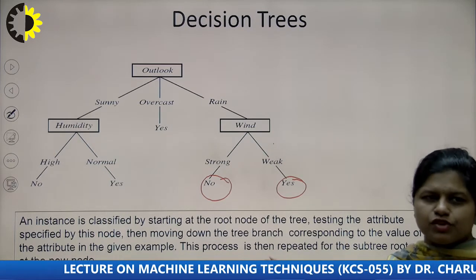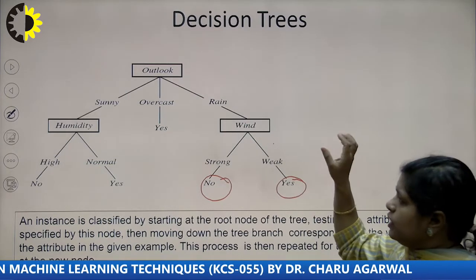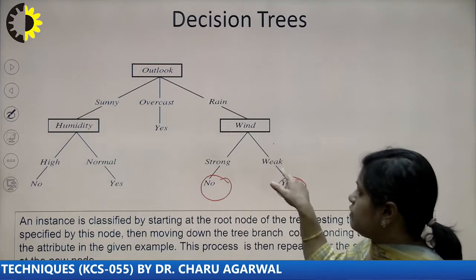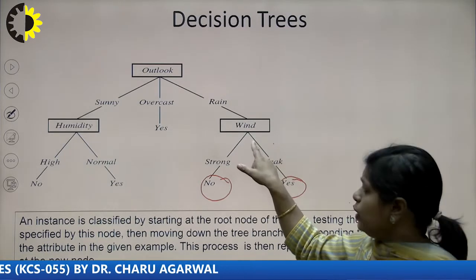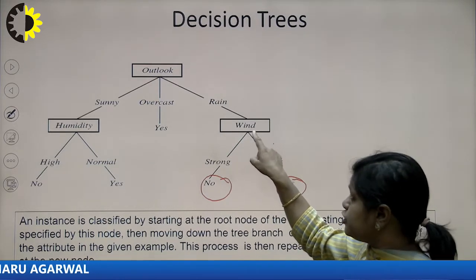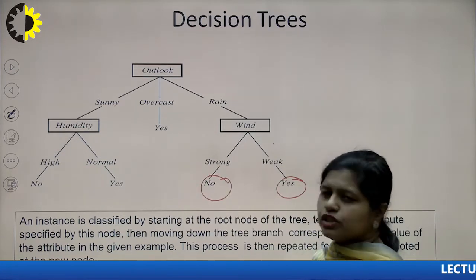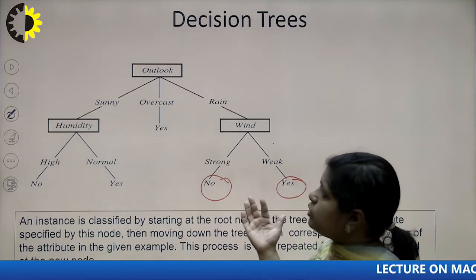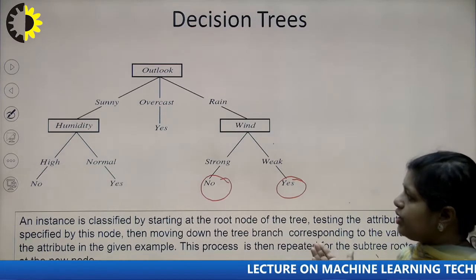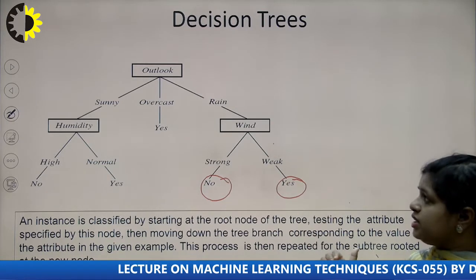So it is a binary classification problem, and you can easily see from this that the branches coming out from any internal node are labeled with the values that can be taken for that particular attribute. Wind is an attribute; what values can it take? Strong, weak. What values can humidity take? High, normal. What values can the outlook attribute take? Sunny, overcast and rain.